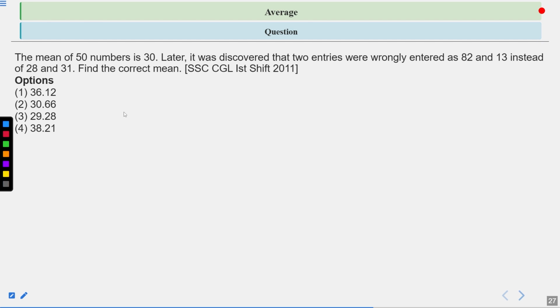The mean of 50 numbers is 30. Later it was discovered that two entries were wrongly entered as 82 and 13 instead of 28 and 31. Find the correct mean. This question was asked in the SSC CGL exam in 2011, first shift. So there are four options. First one is 36.12, second is 30.66, third one is 29.28, and fourth one is 38.21.